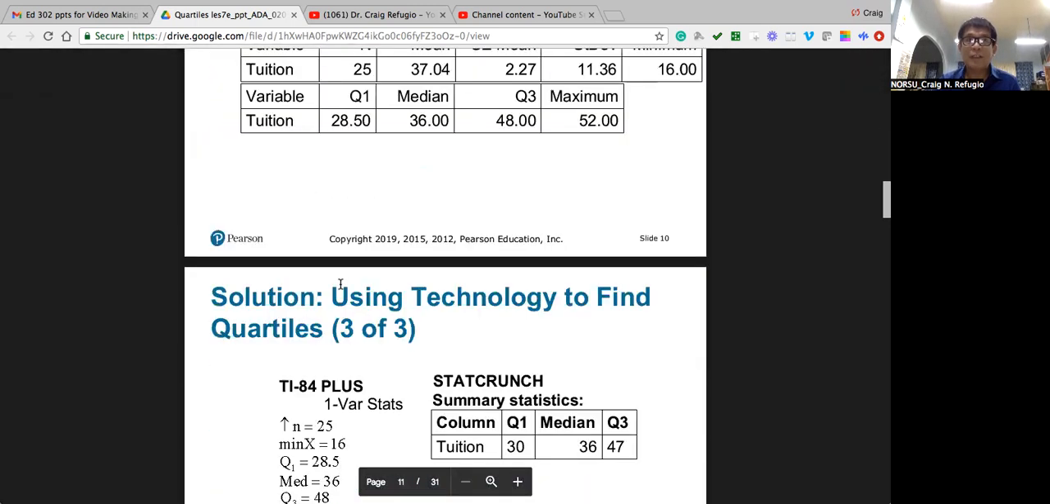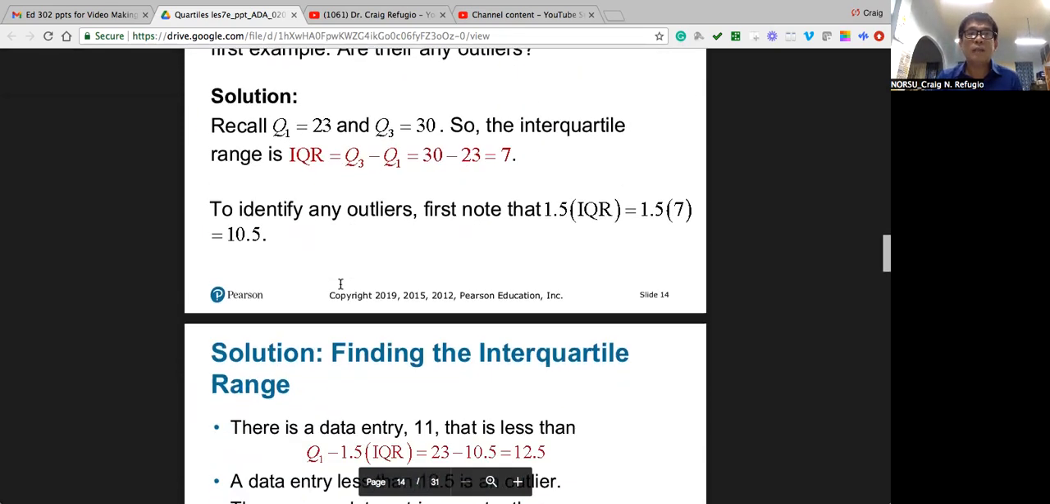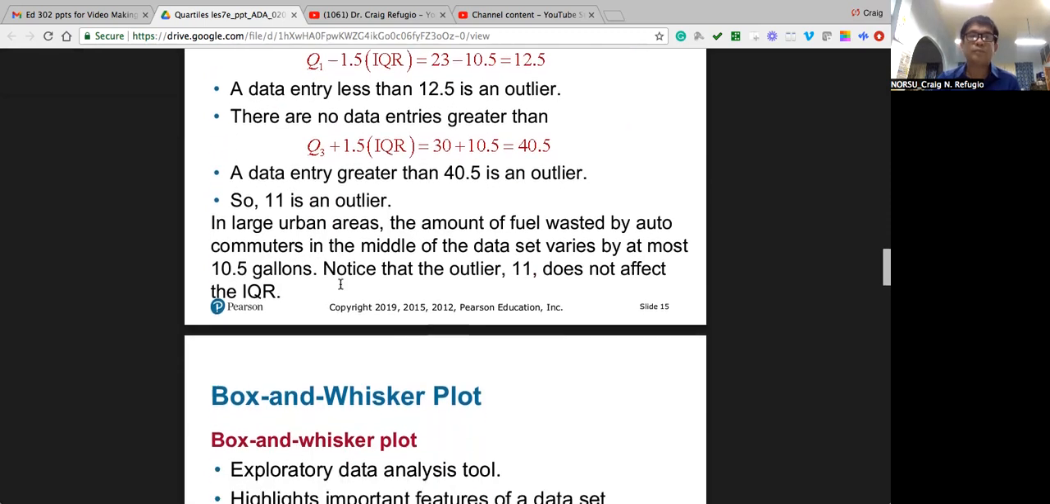So it is stated here, as part of the verification, that 11 is an outlier. In large urban areas, the amount of fuel wasted by auto commuters in the middle of the data set varies by at most 10.5 gallons. Notice that the outlier 11 does not affect the interquartile range.